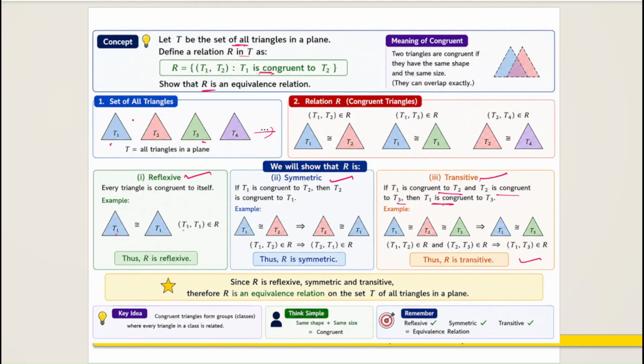So when these three conditions are met, since R is reflexive, symmetric, and transitive, R is an equivalence relation on the set T of all triangles. Now you might find it a bit confusing, because the angles are there and you are finding where it is A, where it is B. Rewind the video again, and you will come to understand the meaning of the relation here.